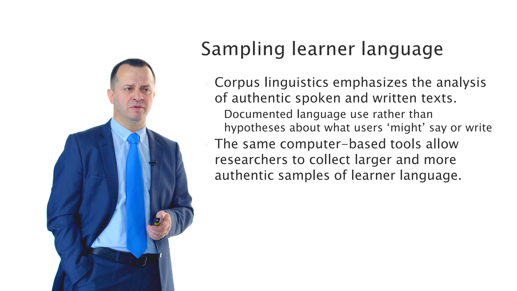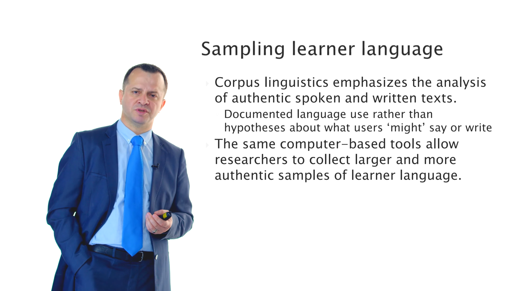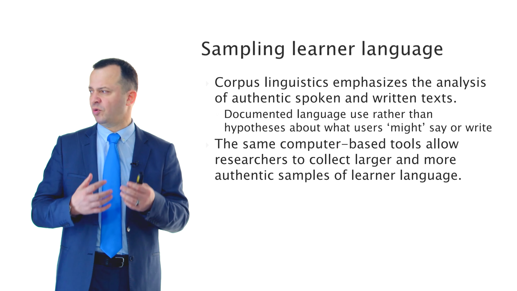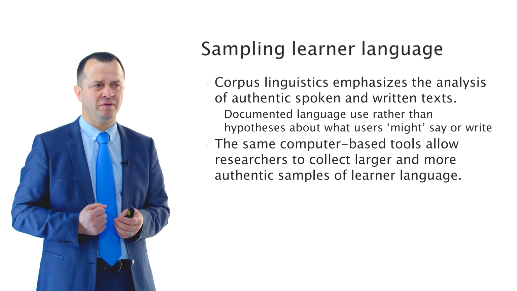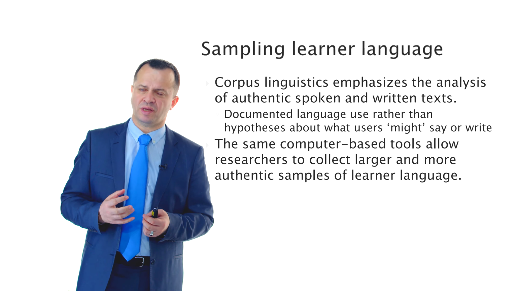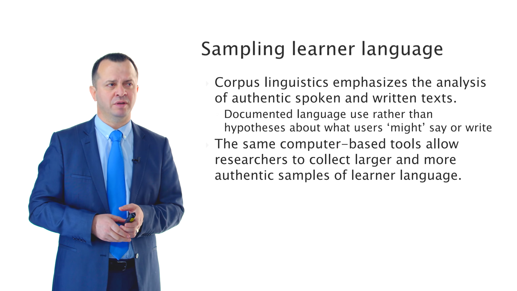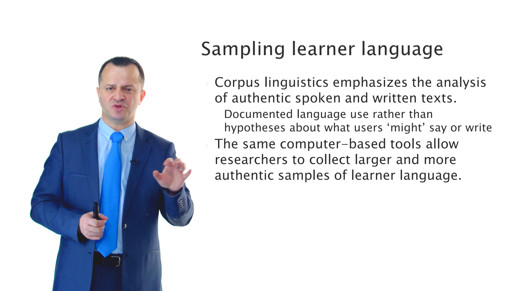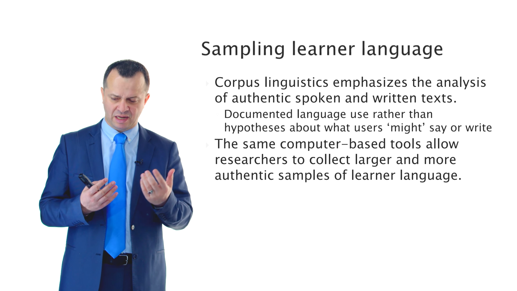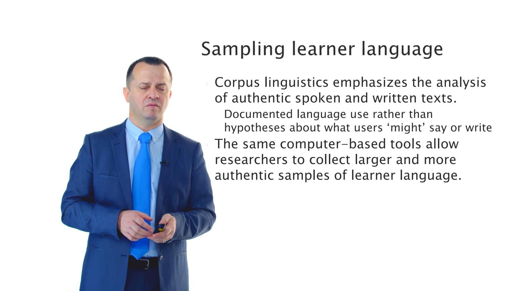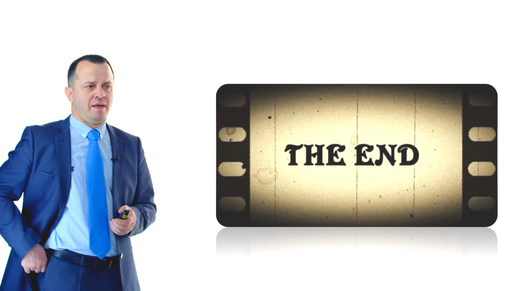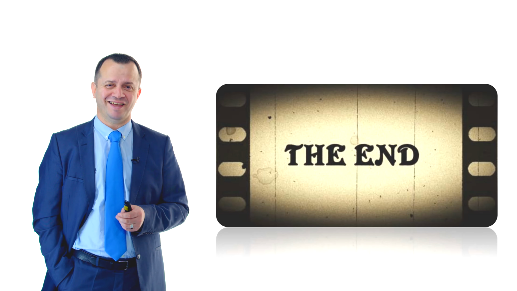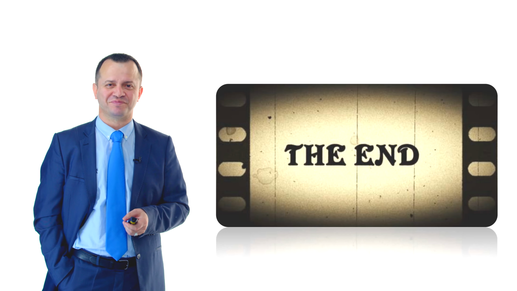Sampling learner language, we call it corpus linguistics. So to predict, reinforce, or support any type of theory, you should always have this sampling of learner language. You need to keep all these examination sheets and papers to analyze how they are progressing over the months. I think this is the end of chapter 2.